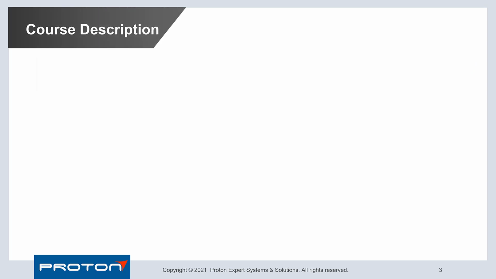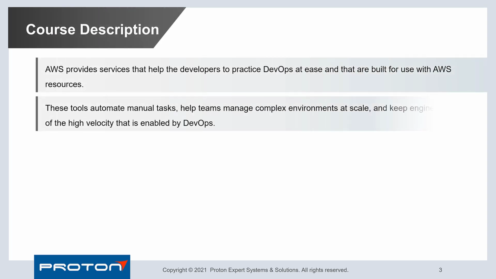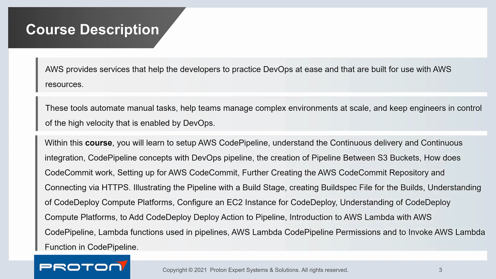Now, let's understand what is AWS DevOps. The DevOps model enables the developers to grow more efficient at driving business results. AWS provides services that help the developers to practice DevOps with ease and that are built for use with AWS resources. These tools automate manual tasks, help teams to manage complex environments at scale, and keep engineers in control of the high velocity that is enabled by DevOps.